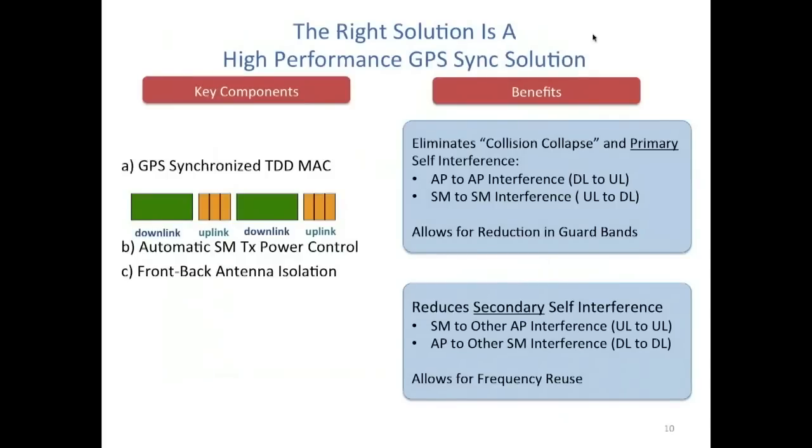A summary of 3 key components that ePMP offers that gives you this synchronized frequency reuse system. First and foremost is the concept of this TDD MAC, where you're seeing this downlink, uplink being synchronized across base stations. This avoids the collision collapse, which, as an earlier animation showed, is where APs are talking, listening out of synchronization and therefore stepping on each other. Number 2 is the automatic SM transmit power control, where each SM is now being told by the access point what their transmit power should be. And then last but not least is the antenna front to back isolation.